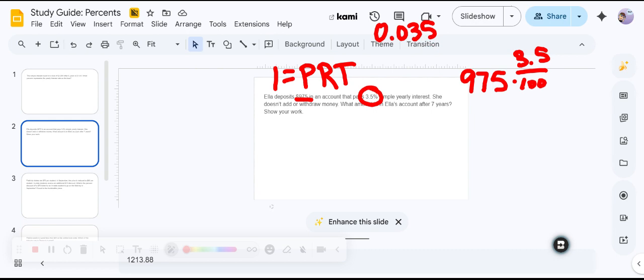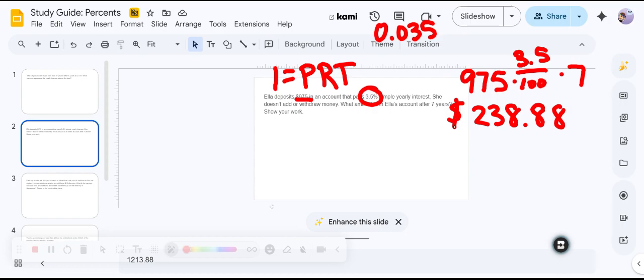What amount is in her account after 7 years? So our time is 7 years. So we're just going to plug this into our calculator, 975 times 0.035 times 7. The interest she gets is $238, and my calculator says 0.875, but I know with money I have to round to the hundredths. I want 2 digits after the decimal, so that becomes 0.88.